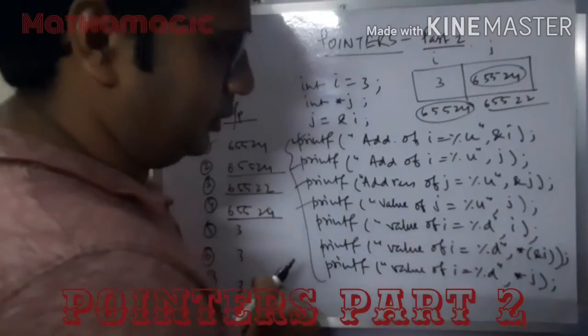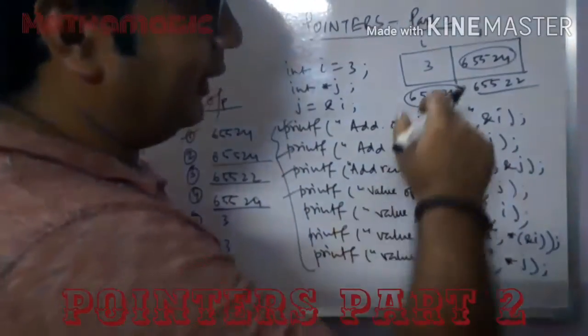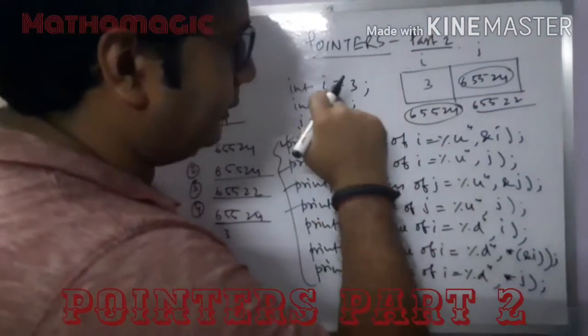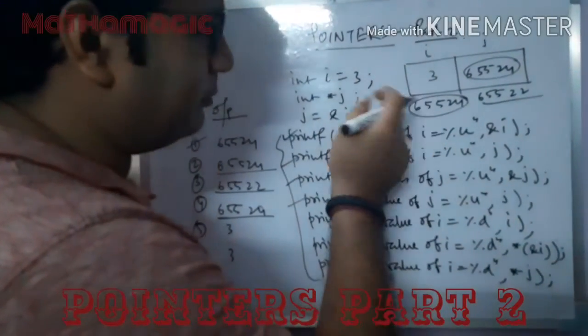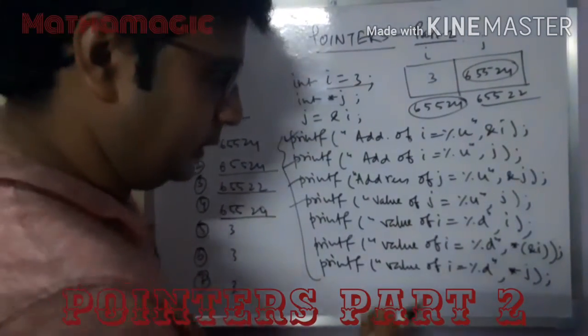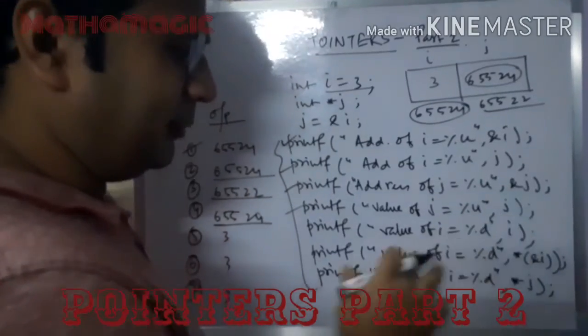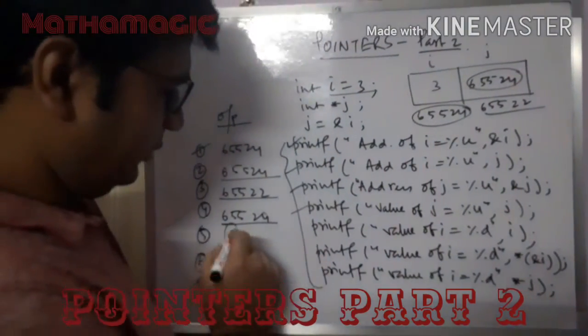So value of I, we are going to print the value of I. Value of I means what? Well, what is the value of I? We have already stated. That is very simple. We have used the same statement again and again in different programs. So value of I is equals to %d, that is I. We are familiar with this statement, and the value is 3.